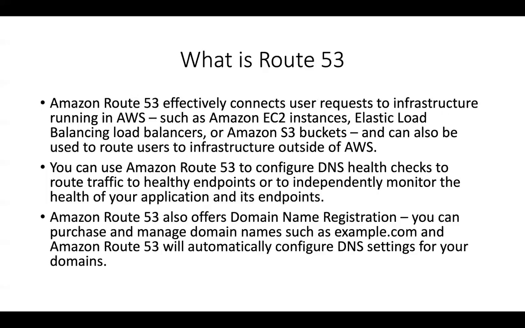Route 53 effectively connects user requests from the internet to infrastructure that is running in AWS. It can be EC2 instances, load balancers, S3 buckets, an Elastic Beanstalk environment, an API Gateway endpoint and so on. A lot of resources that have endpoints are supported by Route 53. It also supports CloudFront. Because CloudFront has an auto-generated DNS name, we can translate a very nice name that we purchase on Route 53 to the DNS name of the CloudFront distribution, right?